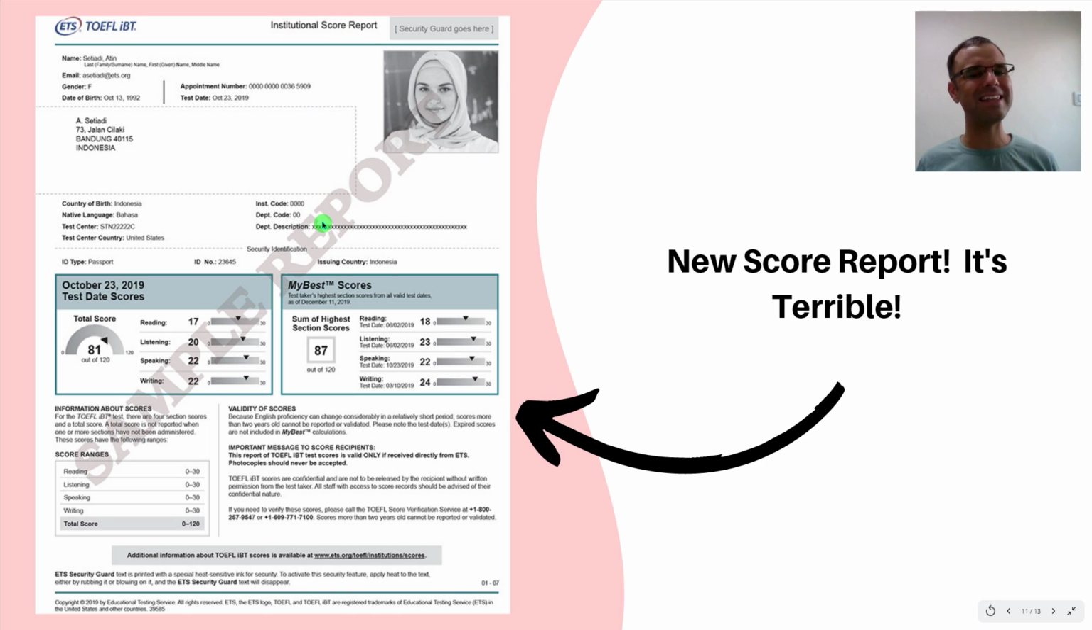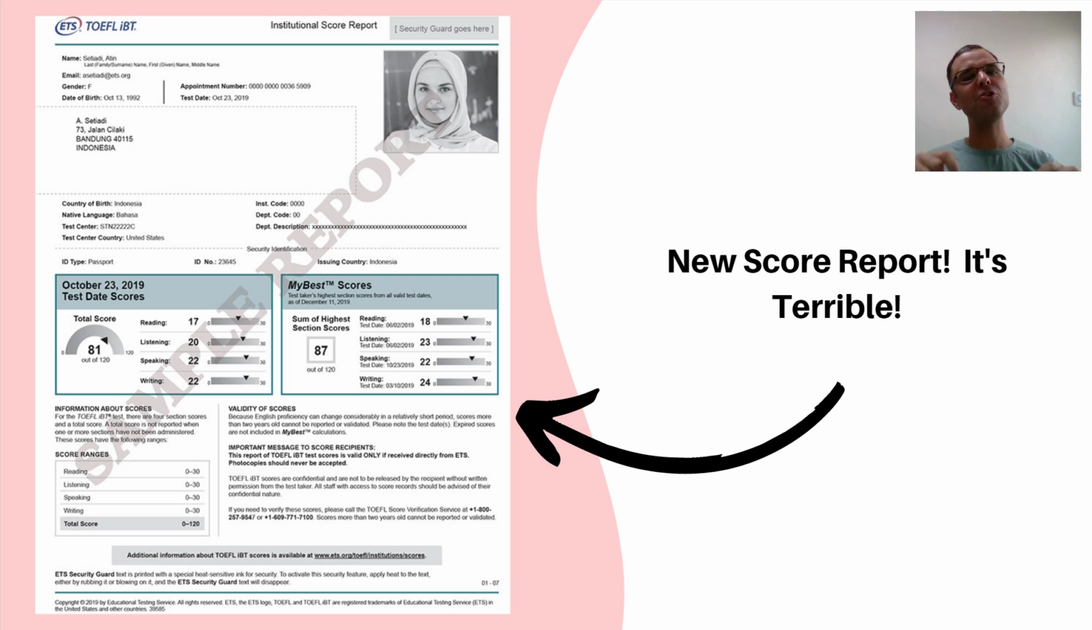Now, you might notice that the big difference, and the difference that I really, really hate, is that you're only getting a single speaking score. That's it. Like this student got 22 points. That's different because on the old score report from before August, you'd get that one score, but then on the next page, it would give you assessments for your specific speaking responses.